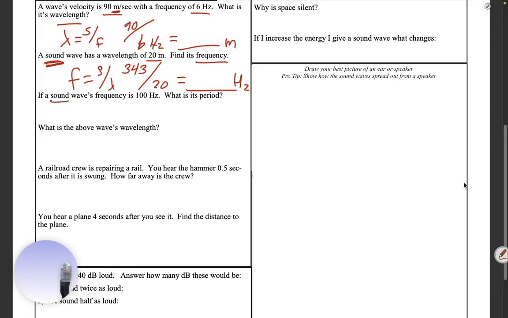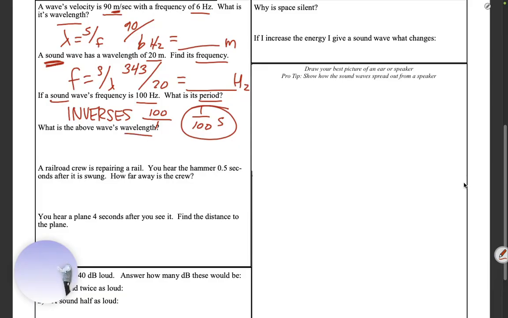If the sound wave's frequency is 100 hertz, what's the period? The relationship between frequency and period is that they are inverses of one another. What does that mean? Well, if the frequency is 100, 100 written as a fraction is 100 over 1. So if you flip it and find the inverse, it would be 1 over 100. And since it's period, that's like a time period, 1 over 100 seconds is your answer there.